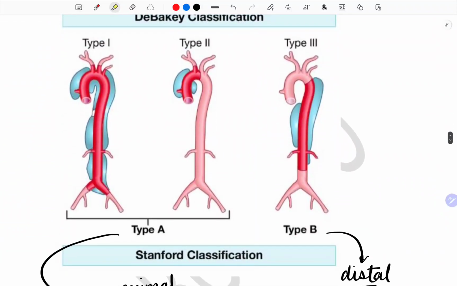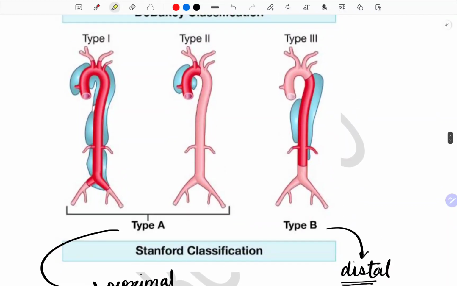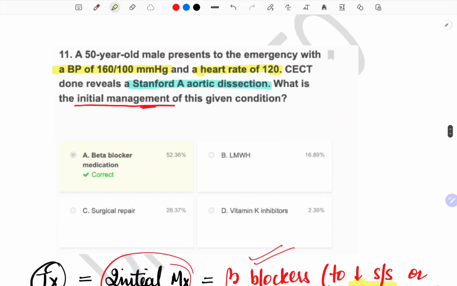In type 1 or type 2, which is the proximal in the Stanford classification, the ascending as well as the descending is involved. In type 2 only the ascending part is involved, and in type 3 only the descending part is involved, which is known as the distal section. So here in A we will do the surgical, and in B we will do the conservative management. Now let's look at the question. So the initial management is beta blocker.